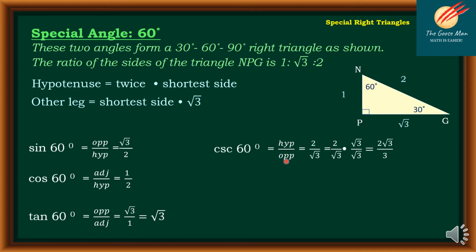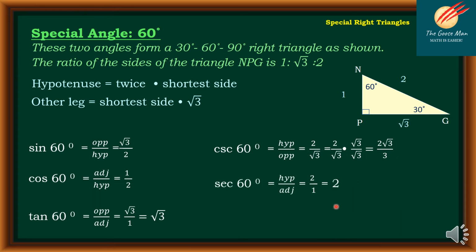It means this is hypotenuse all over opposite. So the hypotenuse is equal to 2 divided by the opposite, which is square root of 3. But we will rationalize this, so we will multiply both the numerator and denominator by the square root of 3. That is why we come up with 2 square root of 3 over 3.